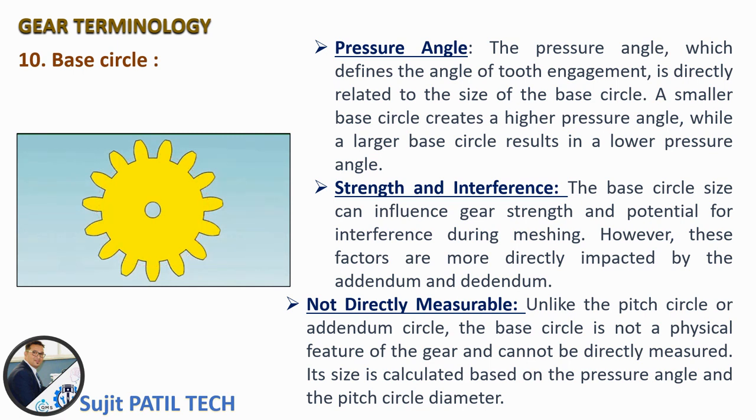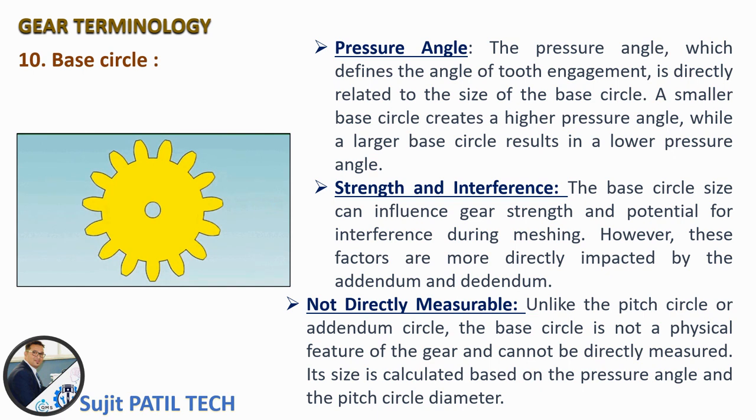Strength and interference. The base circle size can influence gear strength and potential for interference during meshing. However, these factors are more directly impacted by the addendum and dedendum.